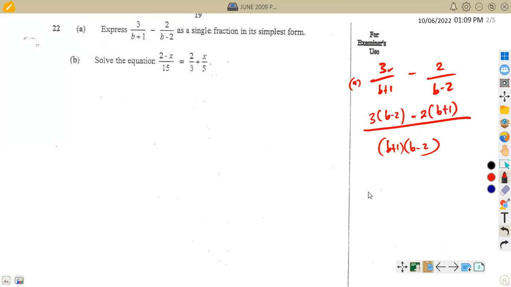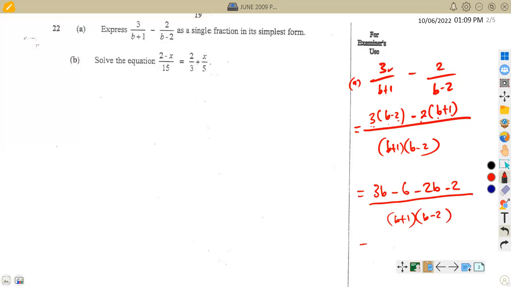All right, so from this stage, you can actually expand brackets: 3 times b, which is 3b, 3 times negative 2, which is negative 6, minus 2 times b, that's negative 2b, minus 2 times 1, which is minus 2, everything over b plus 1 into b minus 2.